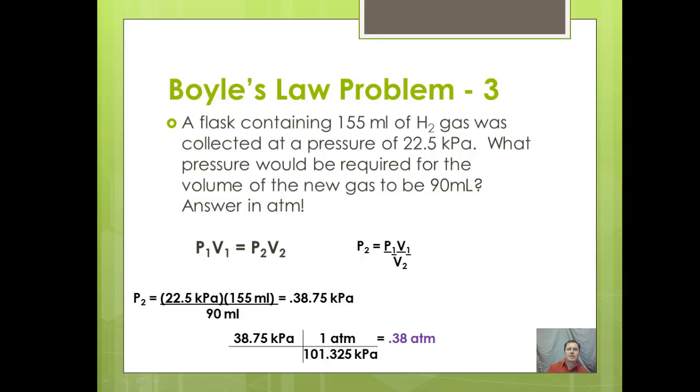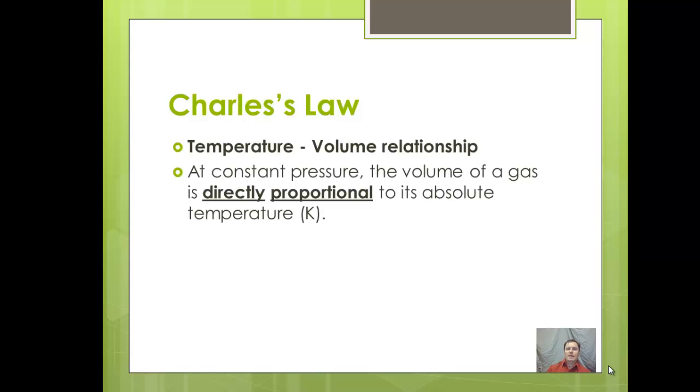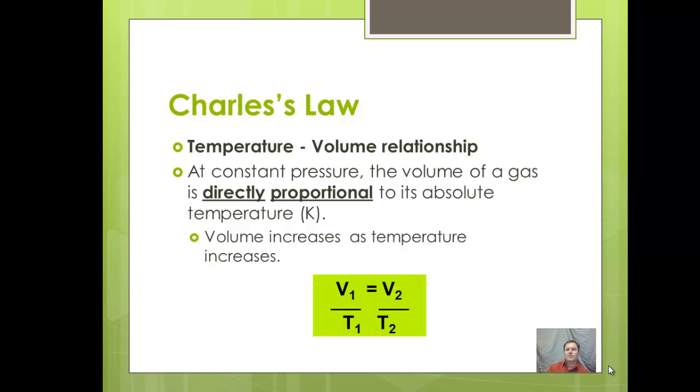Okay, let's go on to the second law. Our second law is Charles' law, and Charles' law gives us a relationship between temperature and volume. It says that at a constant pressure, the volume is directly proportional to the absolute temperature. Absolute temperature means it's in degrees Kelvin. This is why we talked about earlier that we need to make sure our temperatures are in Kelvin. And it's directly proportional. That means as one increases, the other increases. As one decreases, the other decreases. Our equation for Charles' law is this. V1 divided by T1 is equal to V2 divided by T2. So make sure you get that copied down.